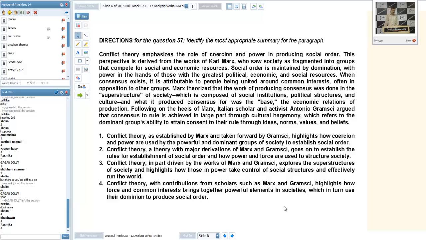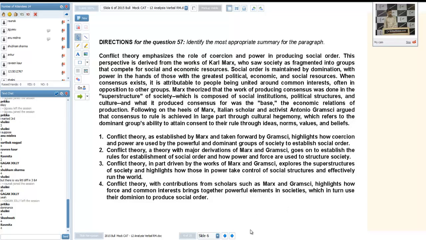Fourth is the correct summary. Summary means pick up the major ideas, put them at a single place. Conflict theory with contribution. Now the correct best word is contribution from these two scholars. Highlight how force and common interest bring together powerful elements of society. Force is coercion and common interest is consensus. They bring together powerful elements of society, which in turn use their hegemony, dominance to produce social order. That's what the theory is, what the passage is all about.